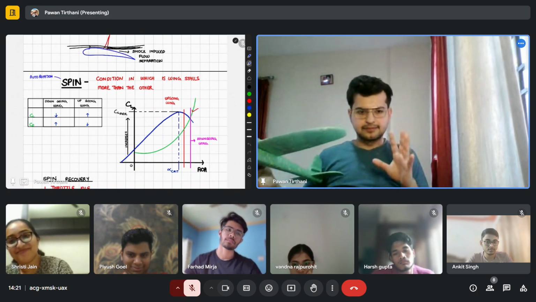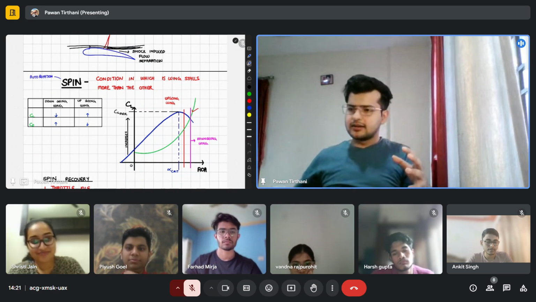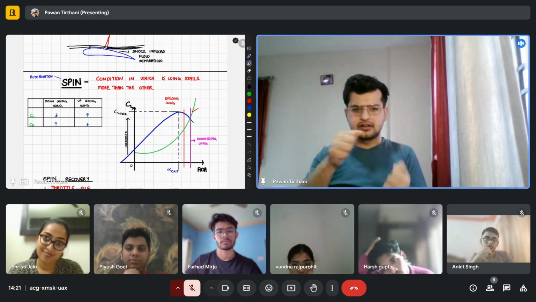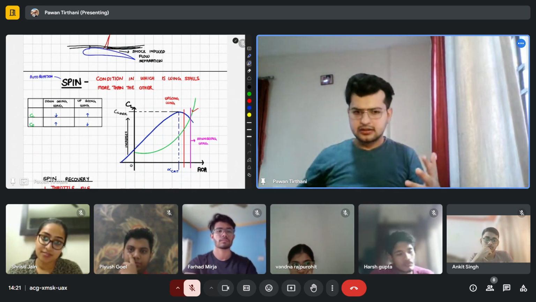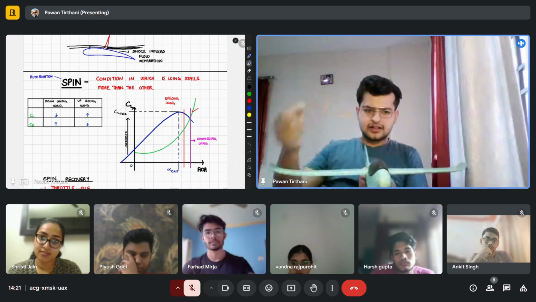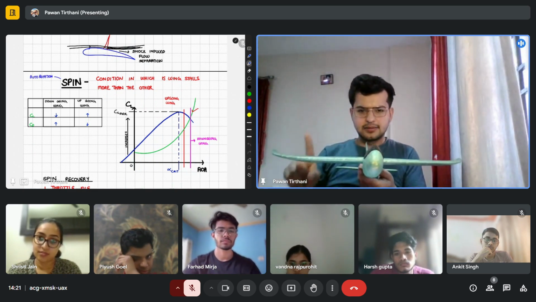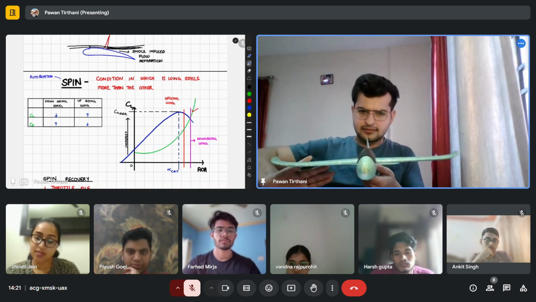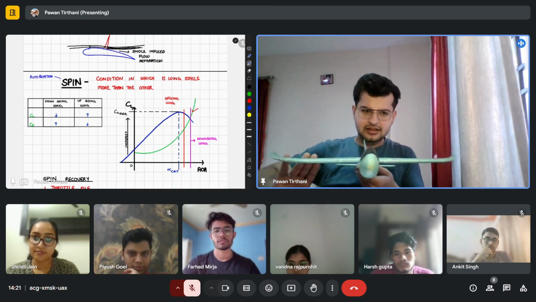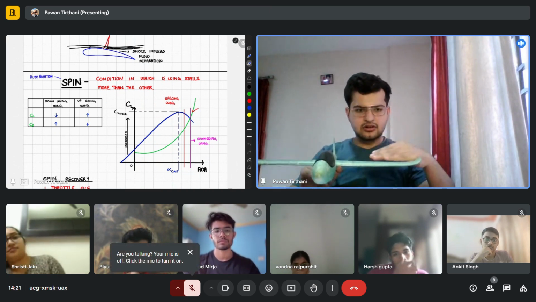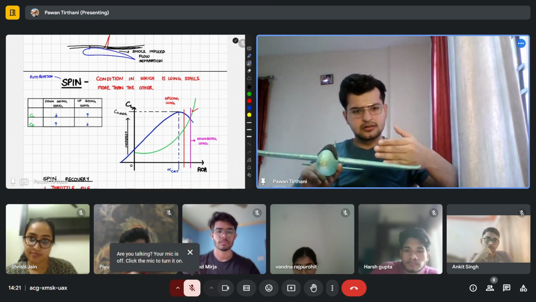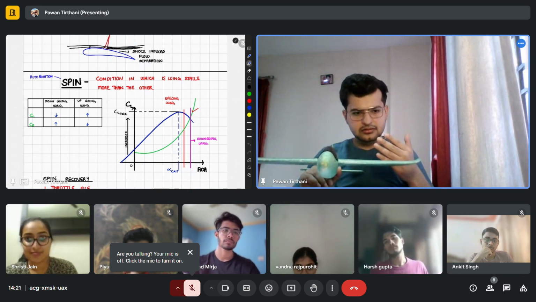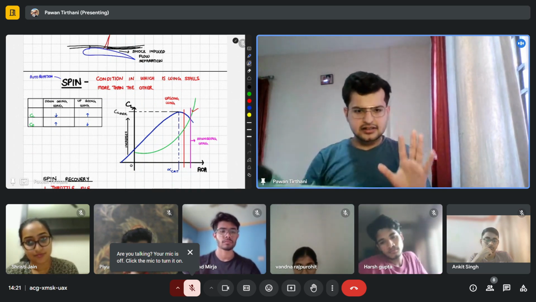I'll tell you why. So when I take my stick and I deflect it to the left, what happens to the wing? The aileron here goes down, that is why you get more lift on this side. The aileron here goes up, that is why you get less lift here. And it will rotate like this, correct?